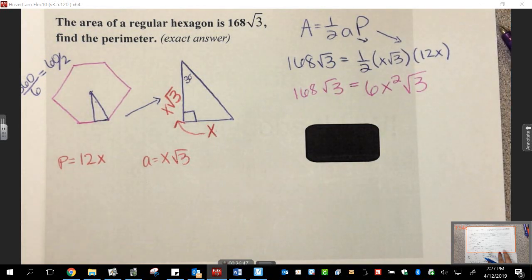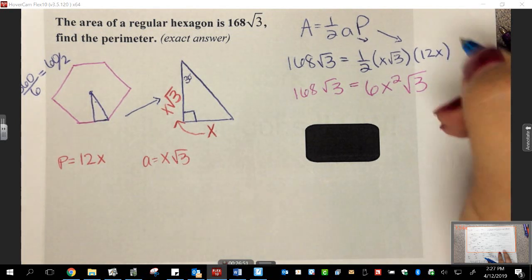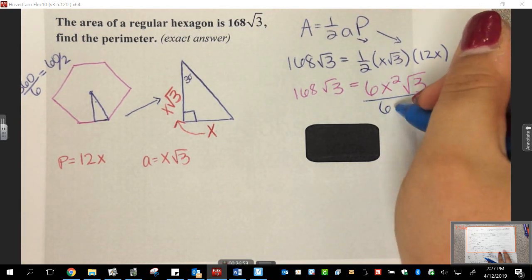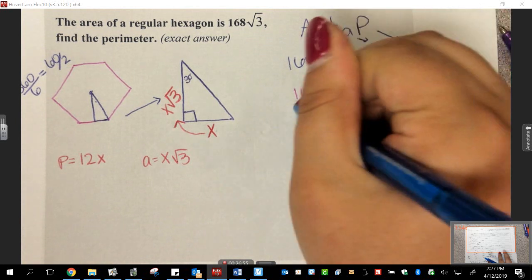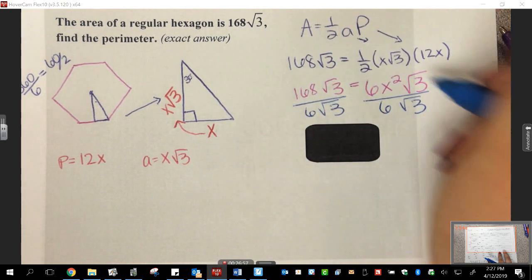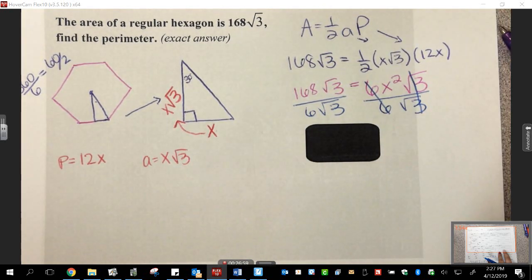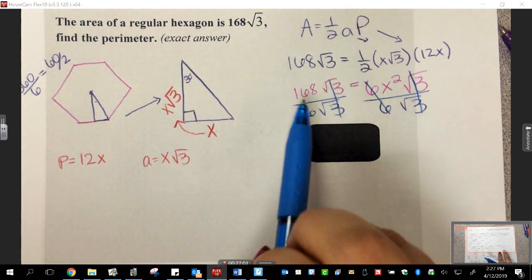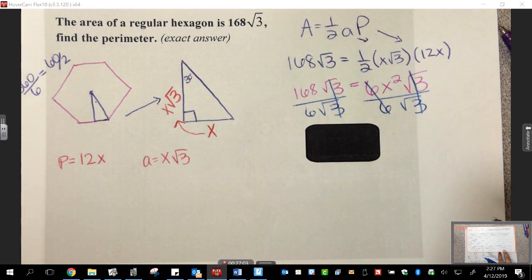And can I get x by itself? How? You just solve it. That's what you do. Divided by 6 square roots of 3. Those cancel, those cancel. Those cancel. What's 168 divided by 6?